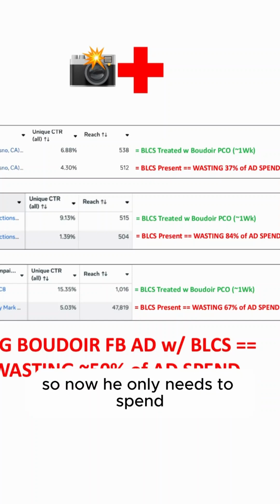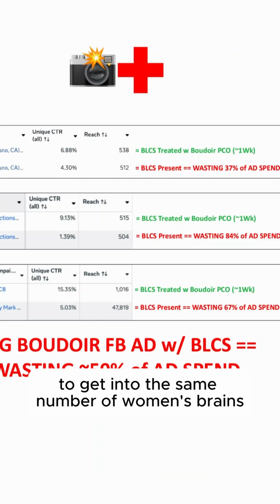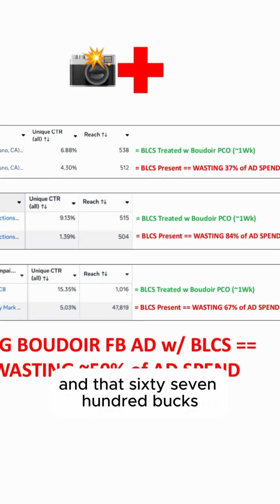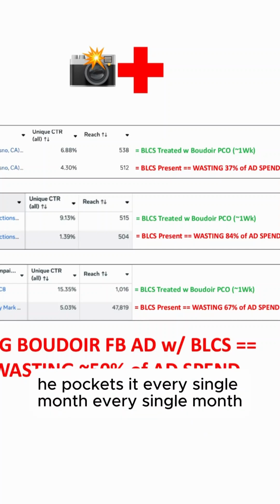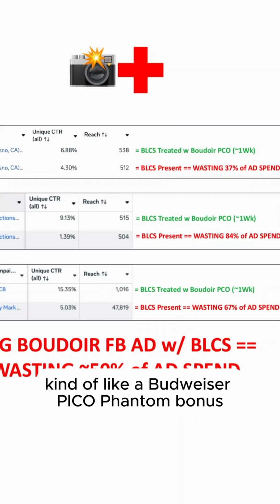So now he only needs to spend $3,300 a month with his Boudoir Pico treated ad to get it into the same number of women's brains. And that $6,700 he no longer has to spend. He pockets it every single month. Kind of like a Boudoir Pico phantom bonus.